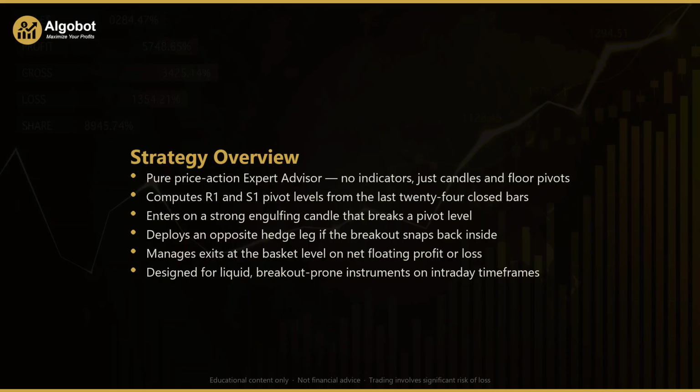When a strong engulfing candle closes decisively beyond a pivot, the strategy reads that as a genuine breakout and enters in the direction of the break. But breakouts fail all the time, and that's where the signature hedge comes in. If price snaps back inside the level it just broke, the strategy treats the move as a false break and opens an opposite leg to ride the reversal, rather than simply sitting in a losing position.